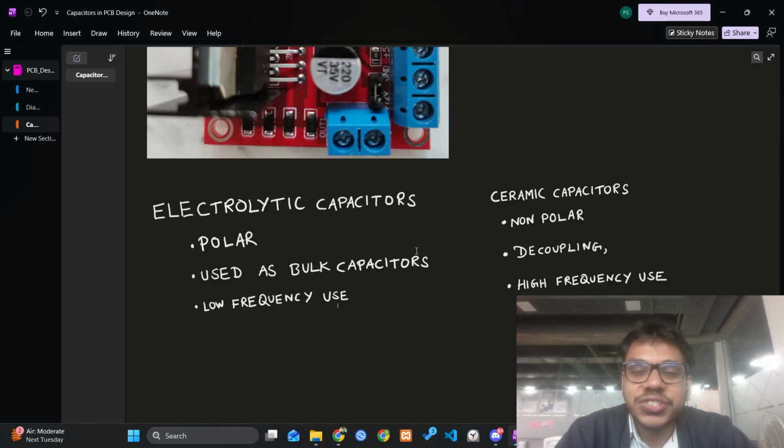And in the next session, we'll start with the physical layout of our motor driver project and understand how the schematic is being converted to an actual physical design.